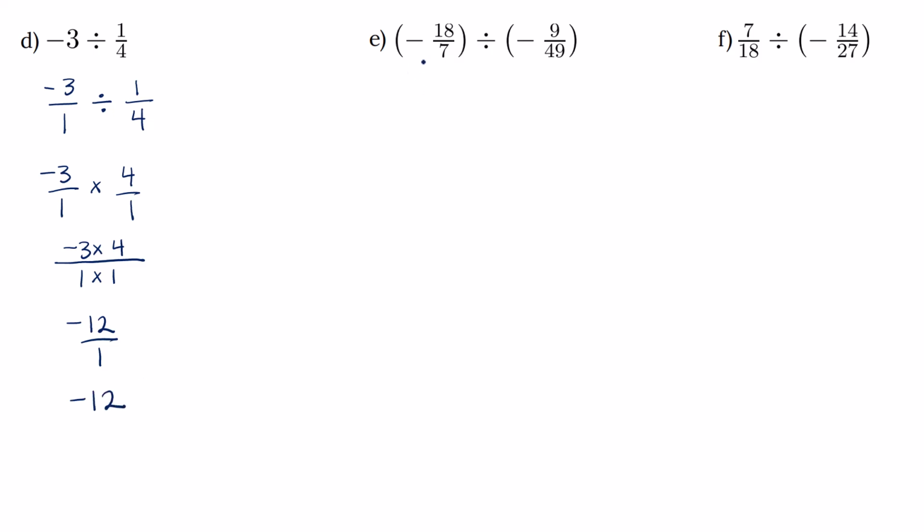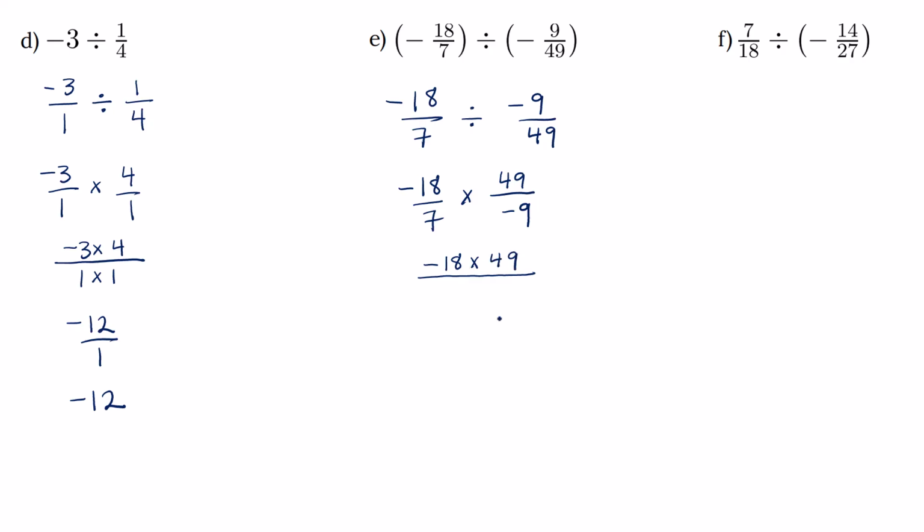With part E, let's go ahead and rewrite this with our negatives on top to keep track of them. Then we can keep, change, flip. So keep that first fraction, change the sign to multiplication, and then flip the second one. I will rewrite this as one fraction, multiply negative 18 times 49, 7 times negative 9. And here I see we definitely have some common factors on the top and bottom. For example, negative 18 and negative 9 have a common factor of 9. So negative 18 divided by 9 is negative 2. Negative 9 divided by 9 is negative 1.